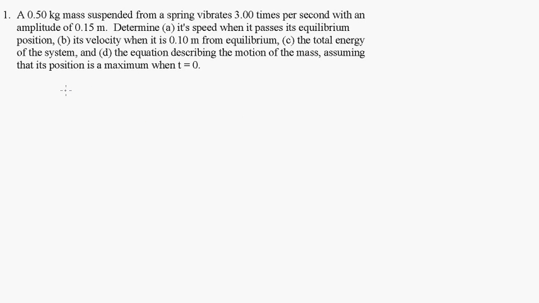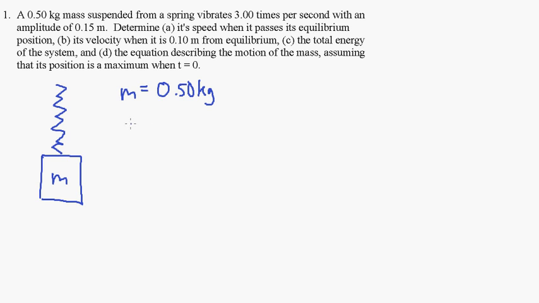Okay, let's try this. We have a 0.50 kilogram mass suspended from a spring. That is a horrible looking spring, sorry, but it is what it is. It vibrates 3 times per second, so it's got a mass of 0.50 kilograms. 3 cycles per second is a frequency, which is 3.00 hertz.